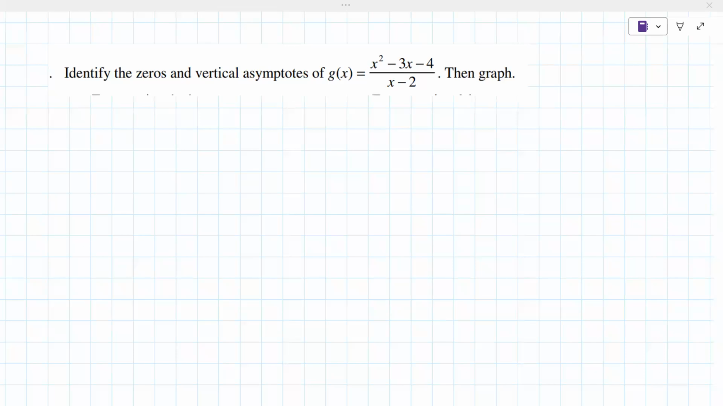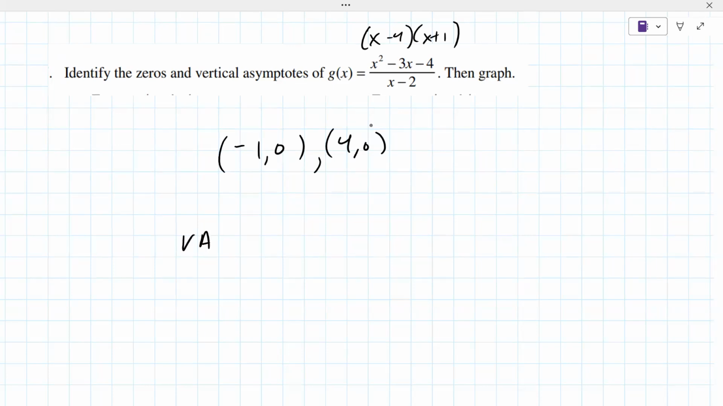Wouldn't the zeros be 4 comma 0 and negative 1 comma 0? You got x minus 4, x plus 1 like that? Yes, those are the zeros. So negative 1 comma 0 and 4 comma 0. Now, give me the vertical asymptote. We're going to add one more thing in here too. So that would be x equals 2. Okay. How about the slant asymptote?